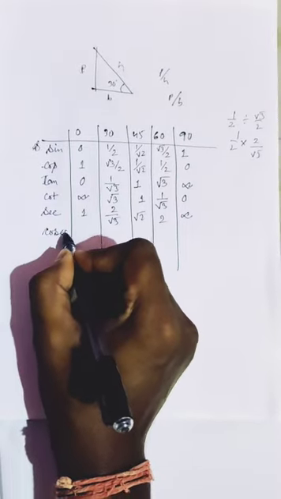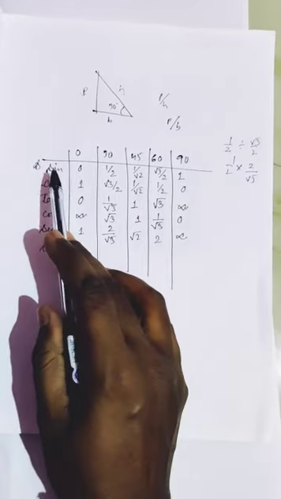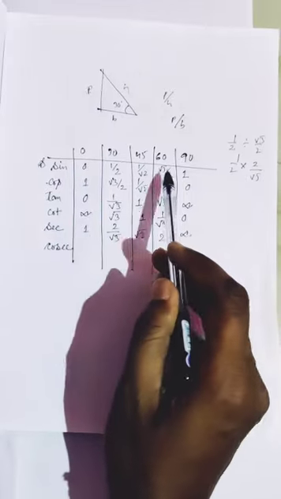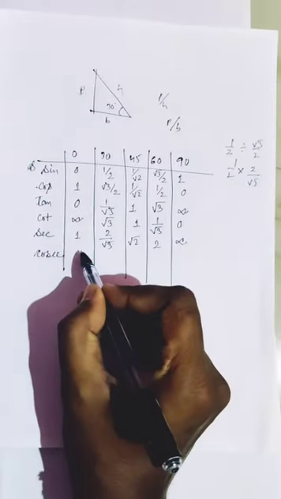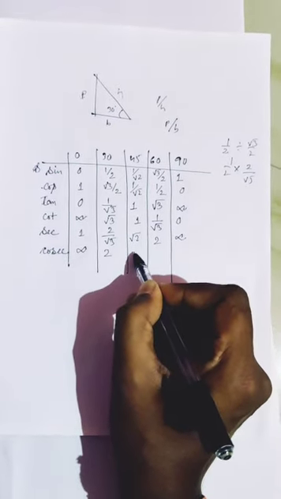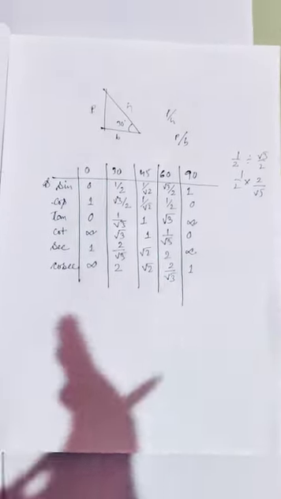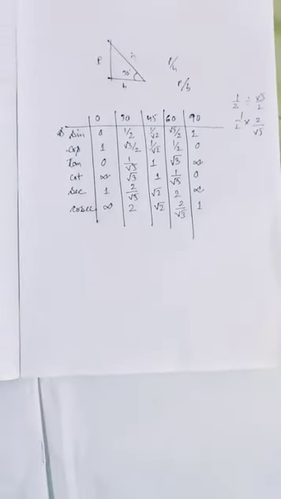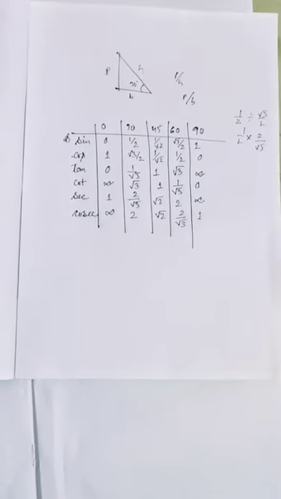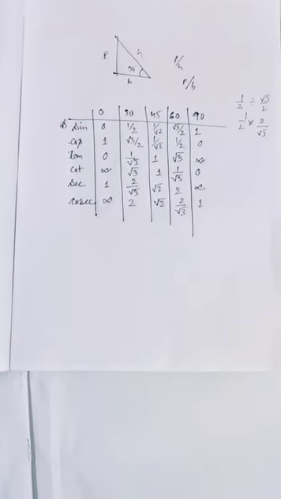Next, cosecant. Similarly, cosecant, or in short form cosec, is the reciprocal of sine, so you can write the reciprocal of this, or you can write it in the reverse order: undefined, 2, root 2, 2 by root 3, and 1. In this way you can construct a table of those special values, that is 0, 30 degree, 45 degree, 60 degree, and 90 degree. I think it is clear.